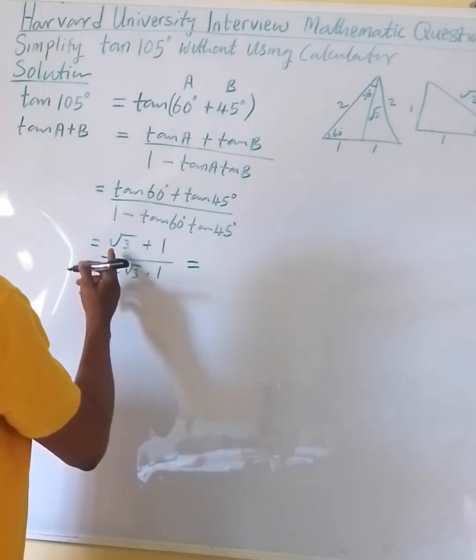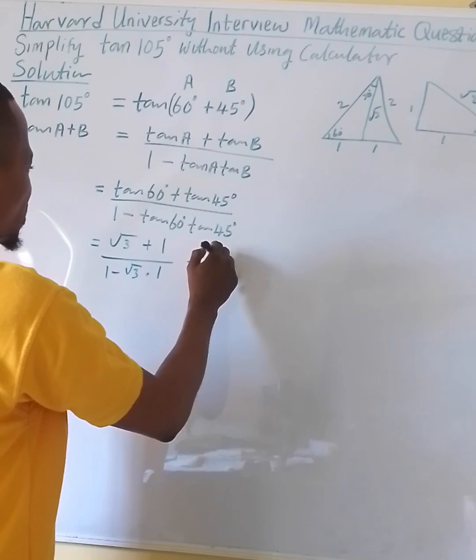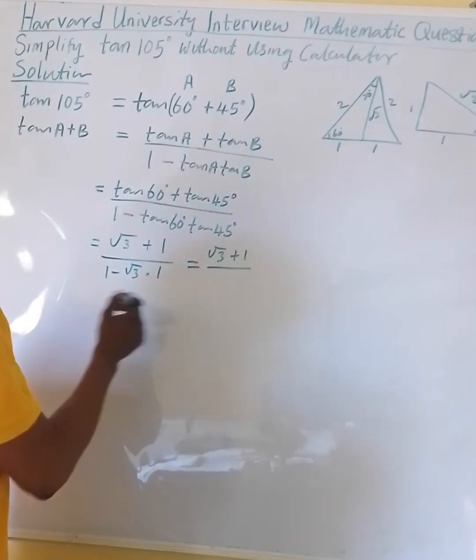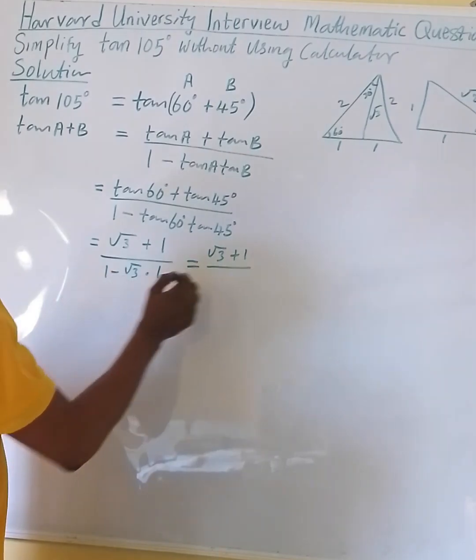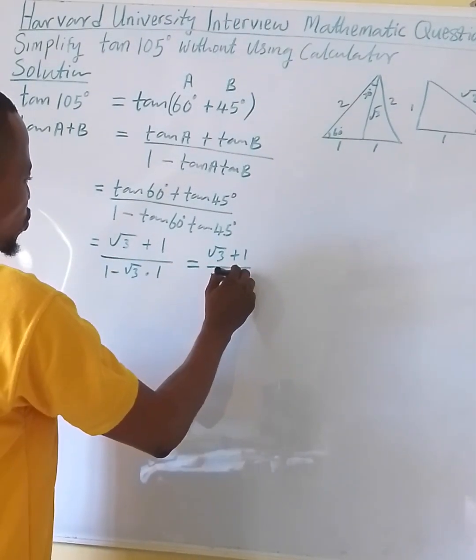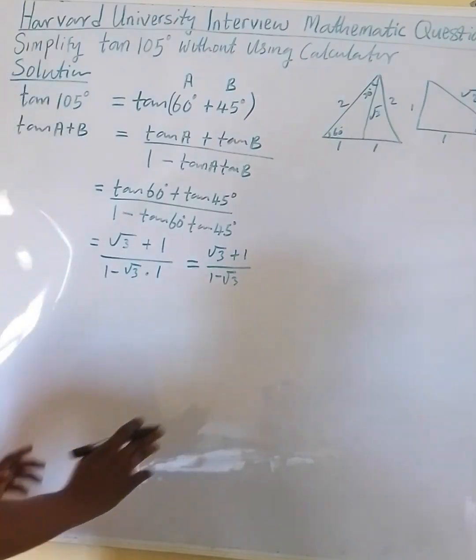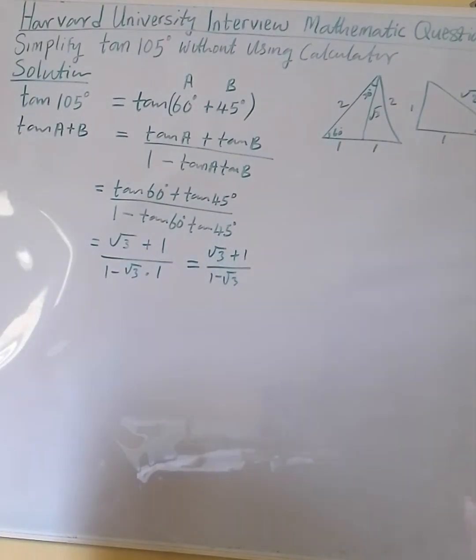Are we together now? As we have it to be times 1 like that, it will equal root 3 plus 1, all over 1 minus root 3 times 1, and root 3 times 1 will give us root 3. Are we together? So that's what we have for that now.